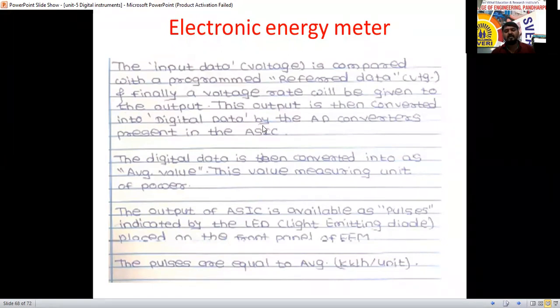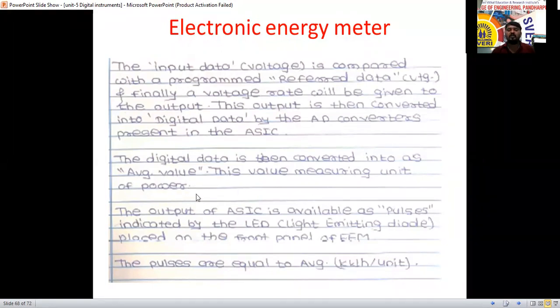The input analog signal is given to the analog to digital converter, which converts it into digital. That digital data is considered by the analog to digital converters present in the ACIC circuit. The digital data is then converted into an average value. Whatever voltage we have considered, we get its average value, along with current and voltage.